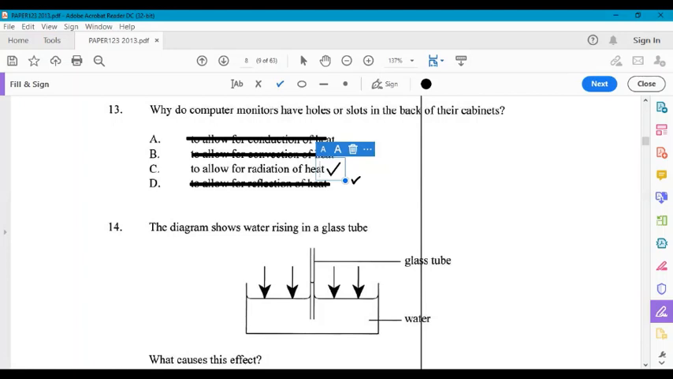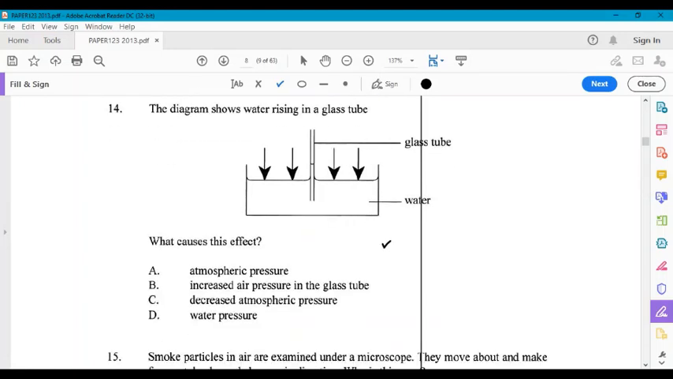Number 14, the diagram shows water rising in a glass tube. What causes this effect? So the instrument that we're looking at is called a barometer. Okay, and sometimes you might see this with mercury in it. And the purpose of this instrument, its function, is to measure how much pressure is being exerted on the earth by the atmosphere.